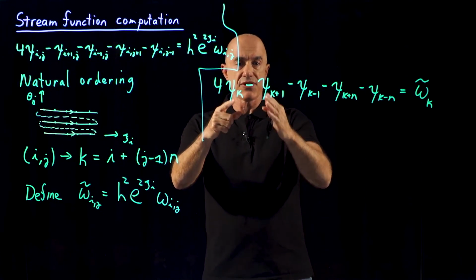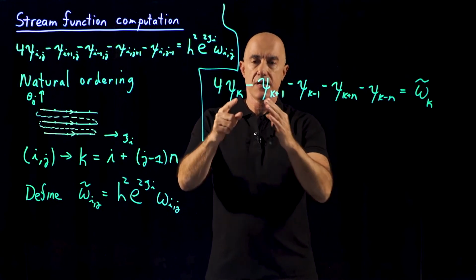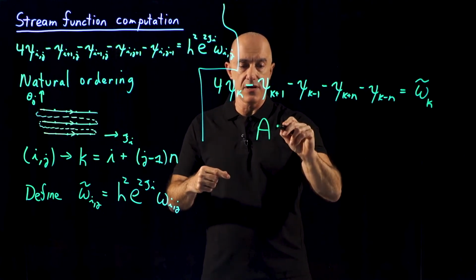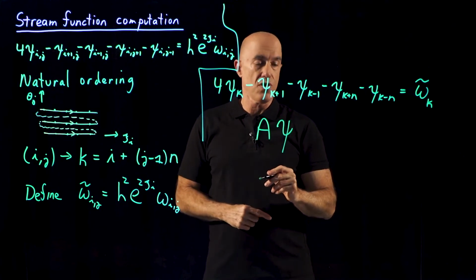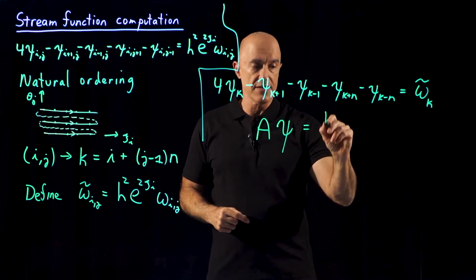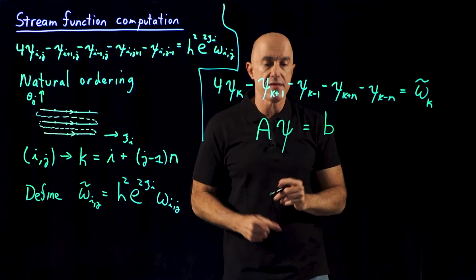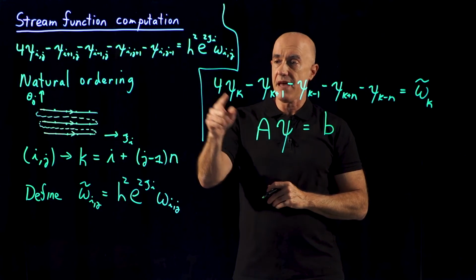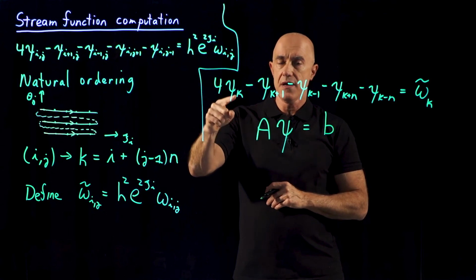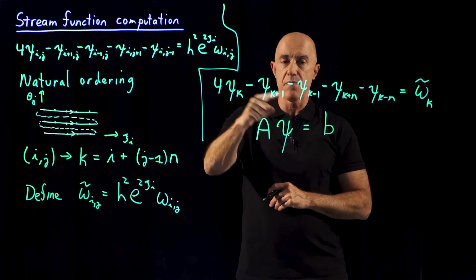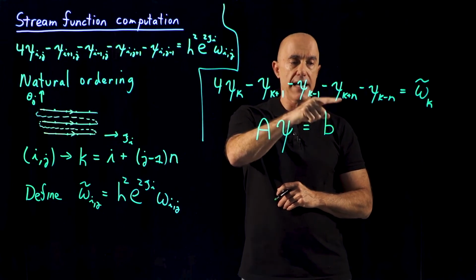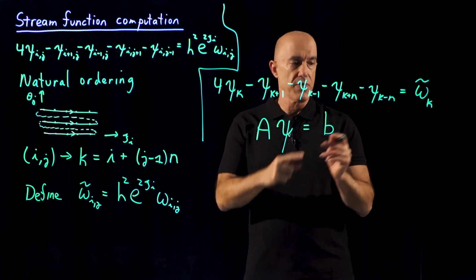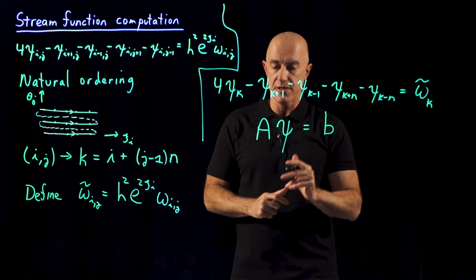This is, if we put psi now in a column vector, then this is a matrix A times our column vector psi using natural ordering is equal to our right-hand side B. So this is the equation we're going to solve computationally. This A then will have 4 going down the diagonal, a minus 1 and a minus 1, 1 above and 1 below the diagonal, a minus 1 n above the diagonal, and a minus 1 n below the diagonal. The right-hand side is this omega tilde.